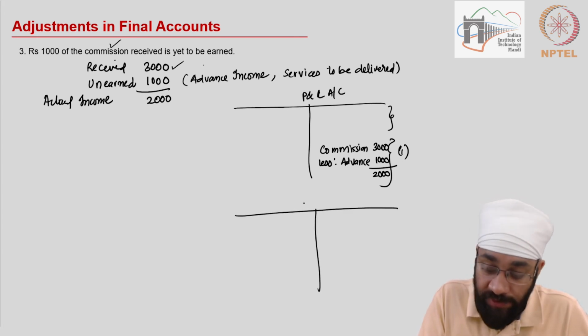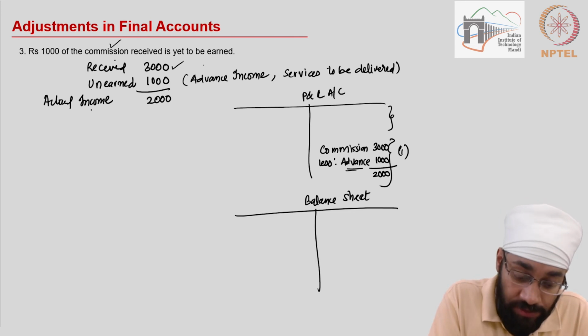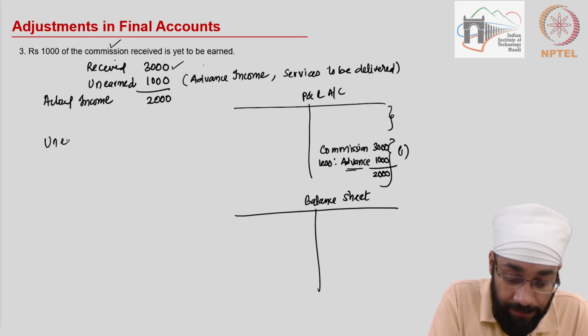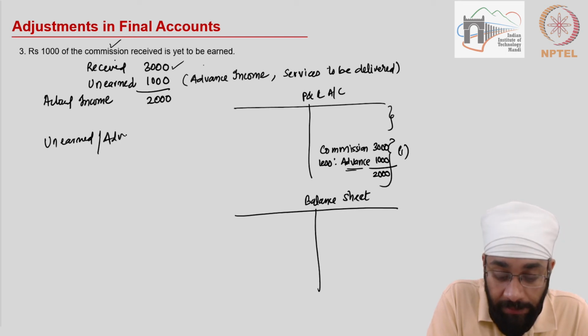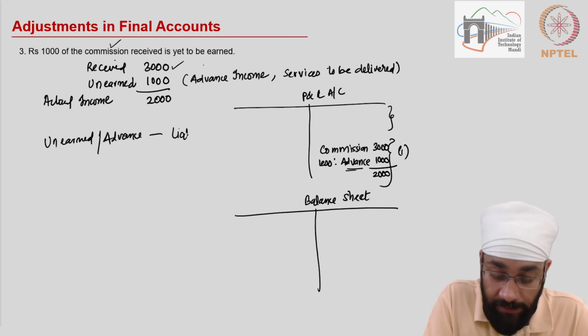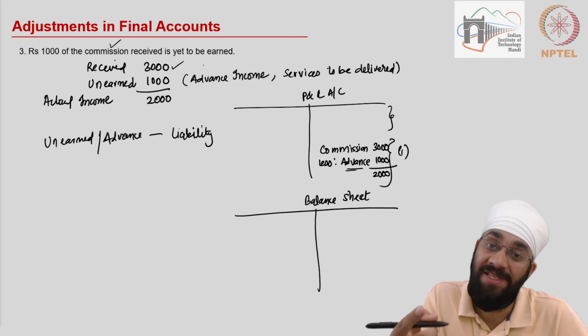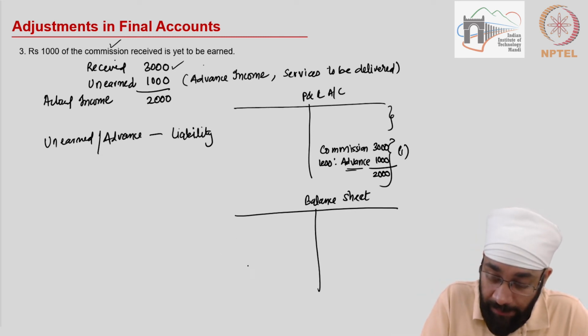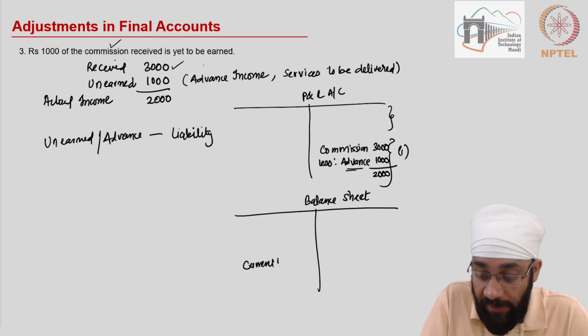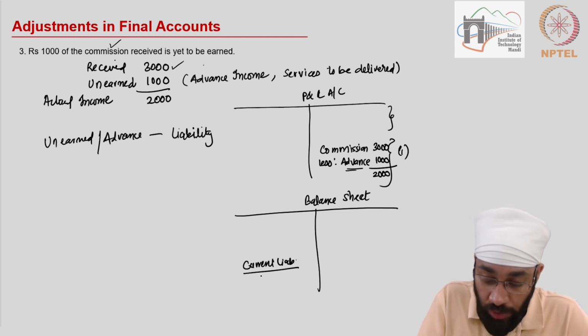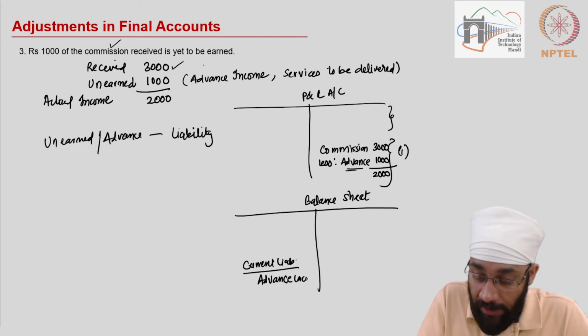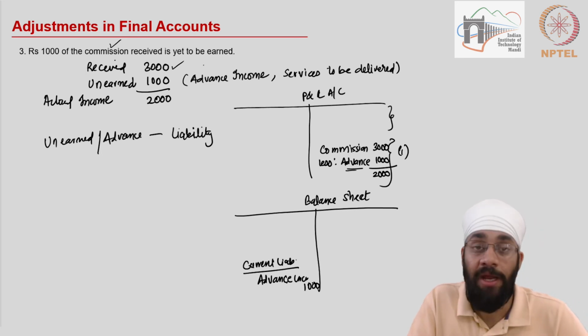The second impact of this adjustment is going to be in the balance sheet. In the balance sheet, this unearned or advance income represents a liability which you'll have to meet in the next 1 year. You have to deliver goods or services against it. So the impact is going to be that under the current liabilities, you show advance income or unearned income, whichever name, it does not matter. Advance income, and you show amount 1,000 as the advance income.